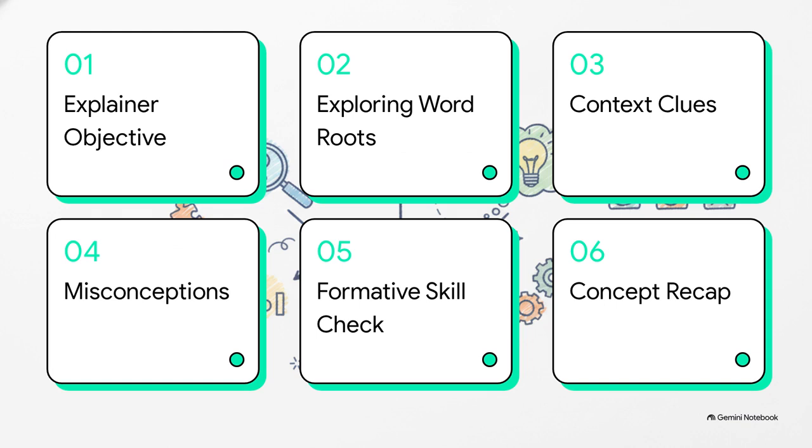Okay, let's dive into this. Here is our roadmap for today. First, our explainer objective. Second, exploring word roots. Third, context clues in action. Fourth, common vocabulary misconceptions. Fifth, a formative skill check. And finally, number 6, a concept recap.